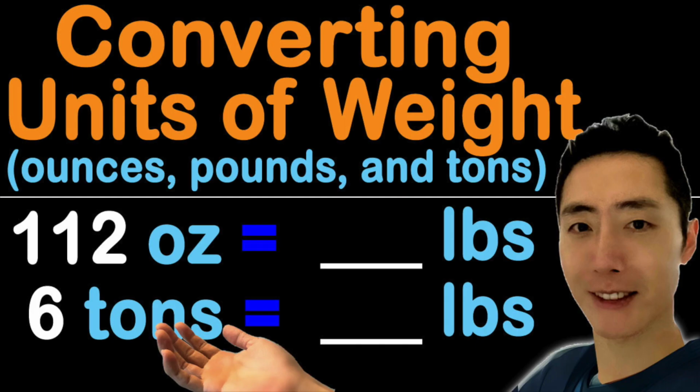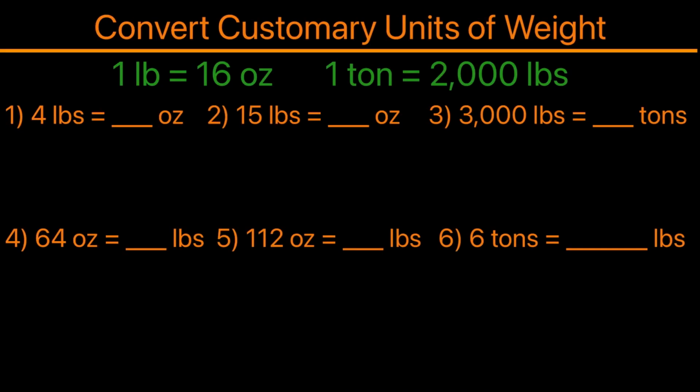In this video, I'll be going over how to convert customary units of weight. The weight that we will be converting in this video would be pounds, ounces, and tons. And the conversions are as follows. 1 pound equals 16 ounces, and 1 ton equals 2,000 pounds. Below are 6 examples, and we'll be going over each one.